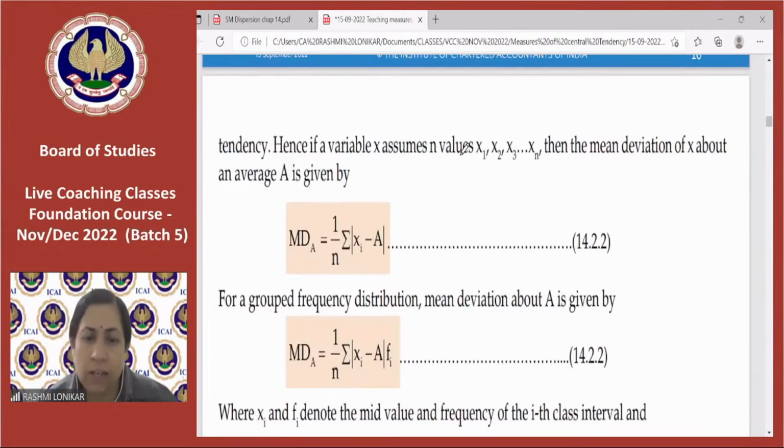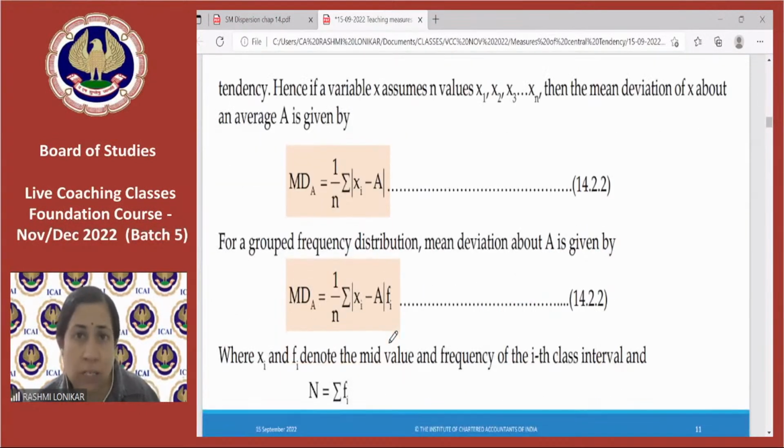So if A assumes a value, so that is the discrete values x1, x2, then we say mean deviation is given by 1 upon n summation of mod x minus a. For group frequency, we have mean deviation as 1 upon n summation of mod x minus a into f. So don't forget to multiply by the frequency. Otherwise, we are in a hurry, we just take the deviations and add them.